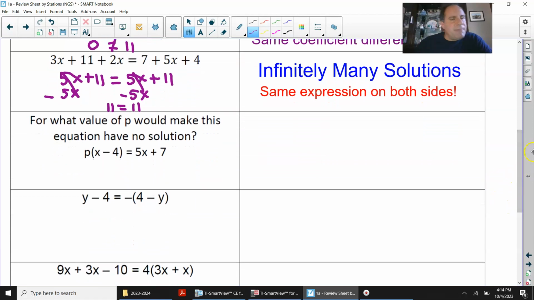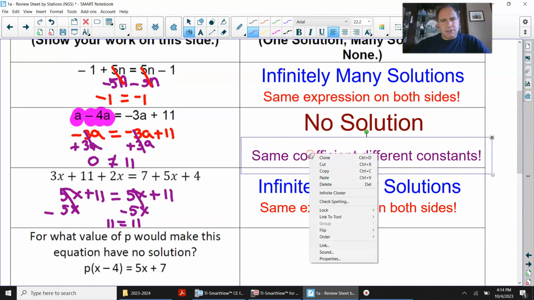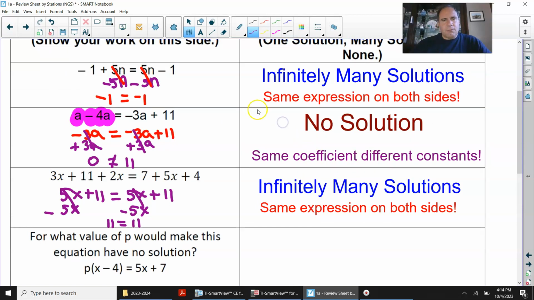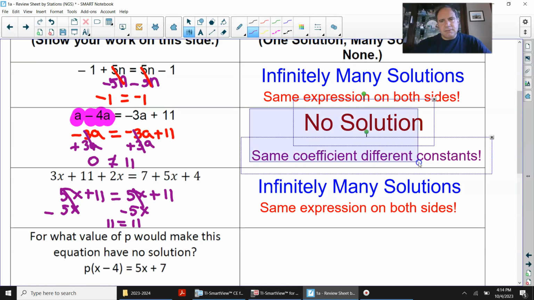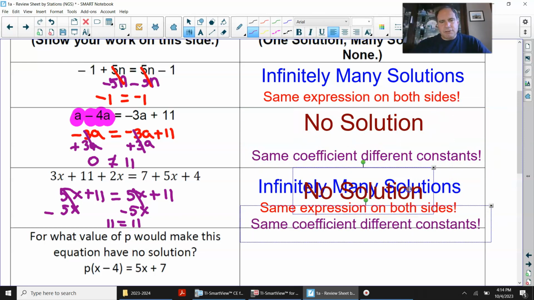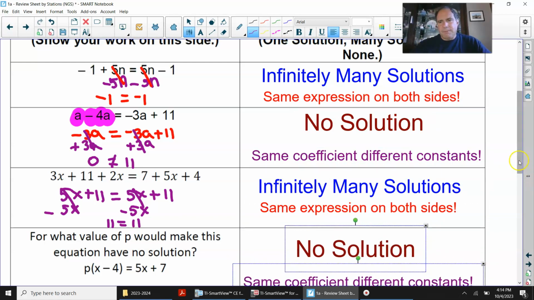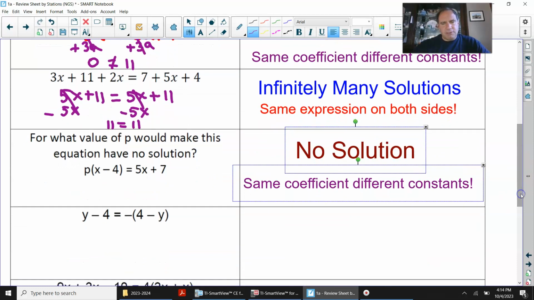For what value of p would make this equation have no solution? So that means no solution. You have to remember, no solution means same coefficient with different constants. So you have to have that. So I'm going to just put that here as a note. No solution would mean same coefficient, same x's, with different constants.